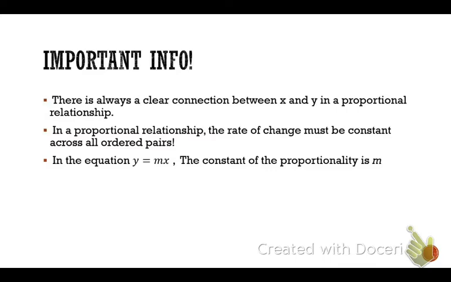All right, there's always a clear connection. That clear connection is our slope, or our rate. There's always some kind of clear connection between X and Y in a proportional relationship. The rate of change is constant.